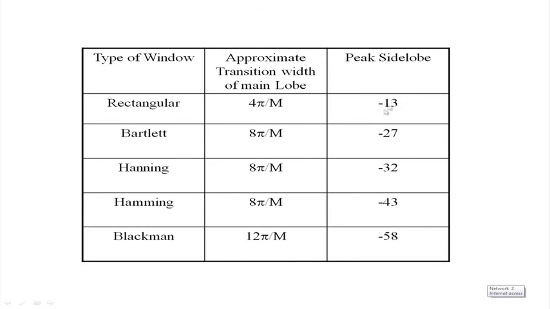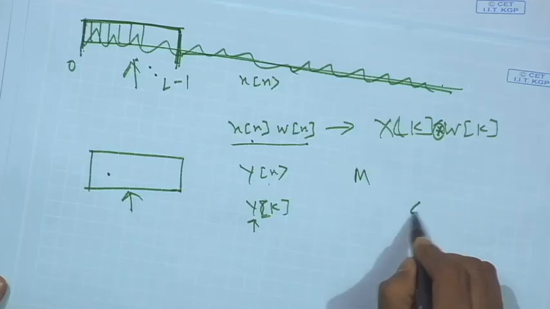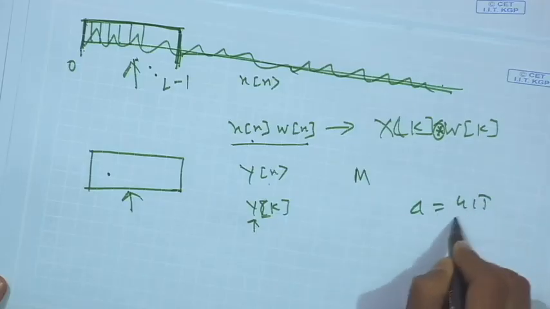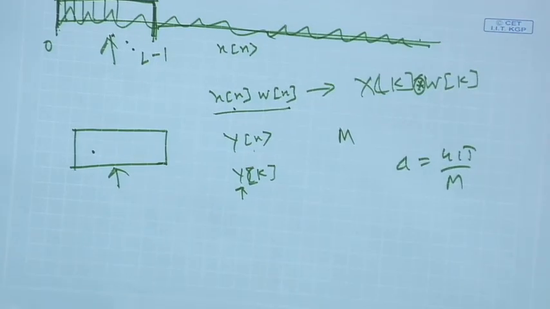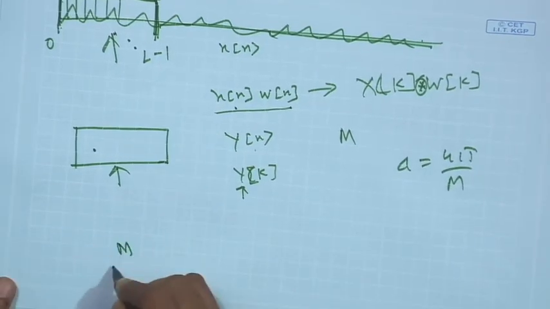So, this is the ripple in peak side lobe and this is the transition bandwidth. If I use a rectangular window and the order of the filter is m, then transition bandwidth delta is nothing but 4 pi by m. Okay, so m is the order of the filter.